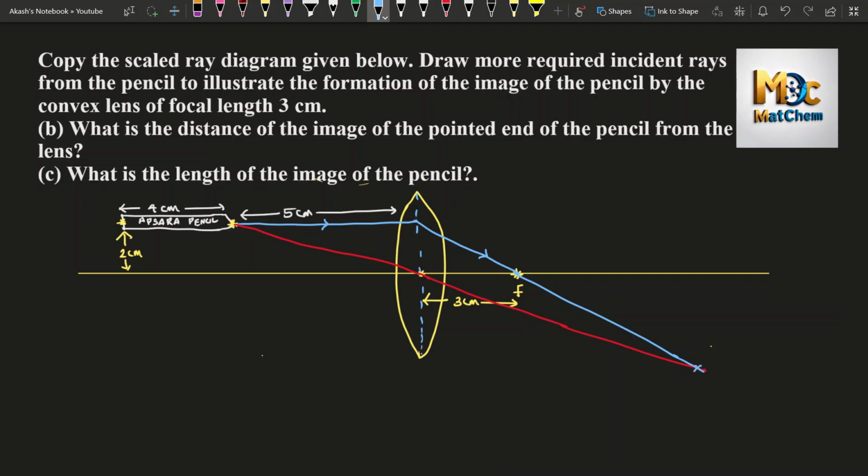At this particular point, the image of the tip of the pencil will be formed. Fine. In the same way, we need to consider the end of the pencil.